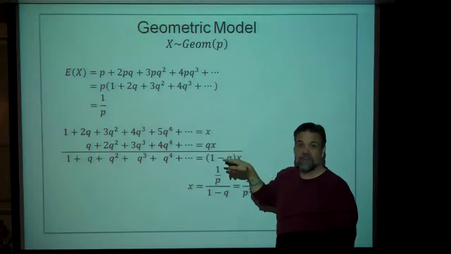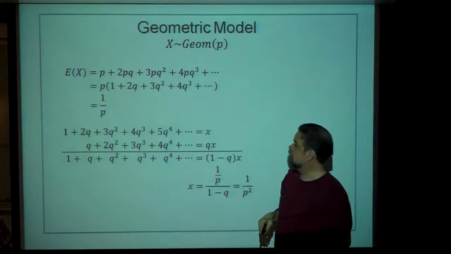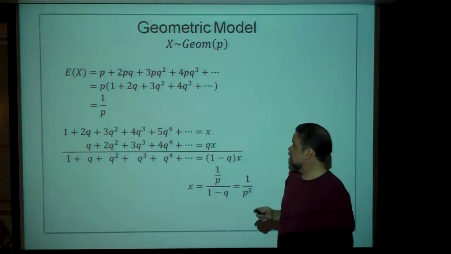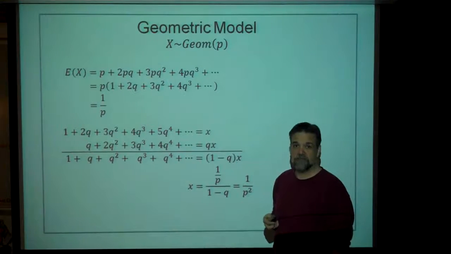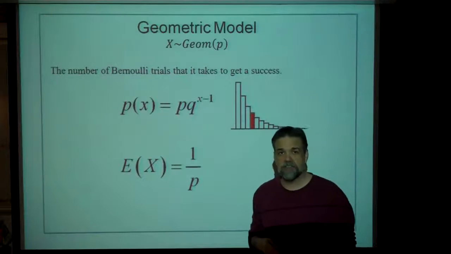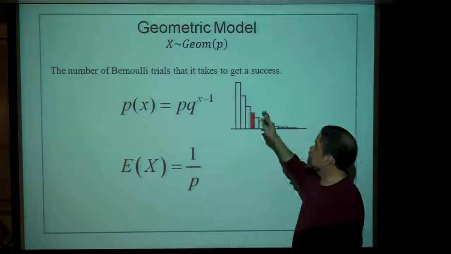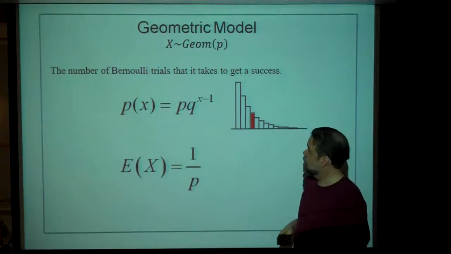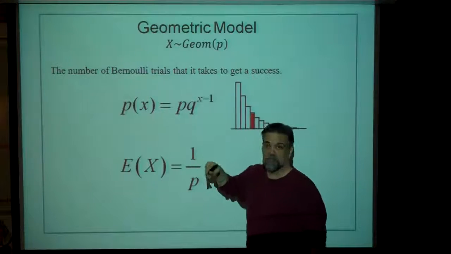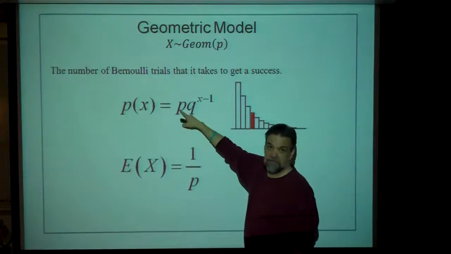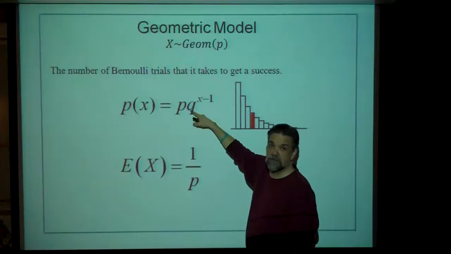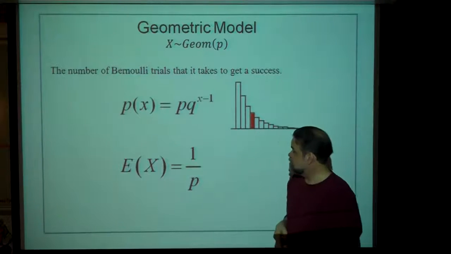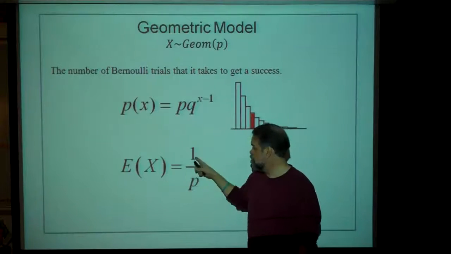You can continue using this type of procedure and figure out what the variance is. What I think is probably the case is that you've had enough. Okay, so we won't worry about the variance right now. Really, all you need to know about the geometric model is that it's the number of Bernoulli trials it takes to get a success, that the probability of any particular value is p, the probability of success, times the probability of failure, q, to that value minus 1. Okay? And that the expected value of that number is 1 over p.